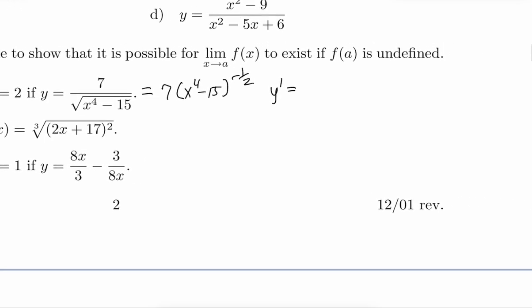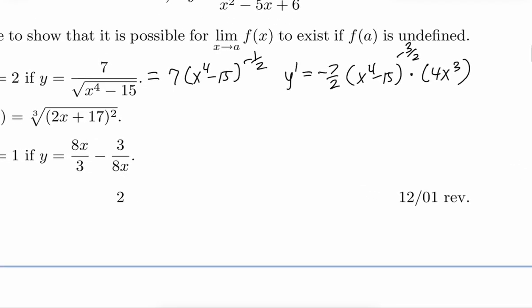Okay, so the power drops down in front, multiplies by the 7 that's there. So that's negative 7 halves. Stuff stays there. The power goes down by 1. Multiply by the derivative of the stuff. So that's 4x cubed. Now, they wanted to find the derivative when x is equal to 2. For me, when you differentiate these, I did not plug in any values. I just said find the derivative. So that's where you would stop. I do not care about simplification purposes. Just do the derivative, okay?